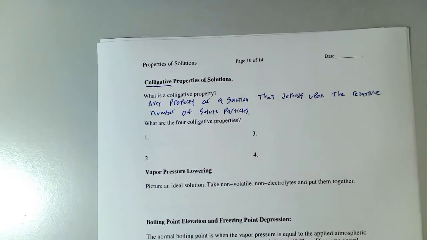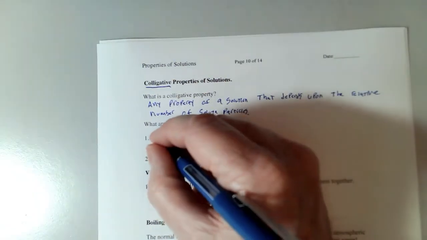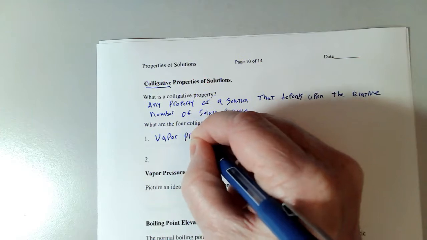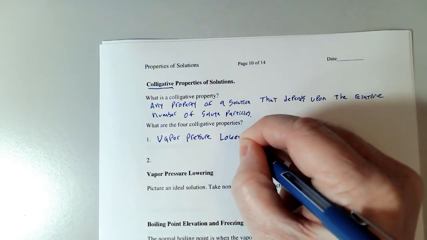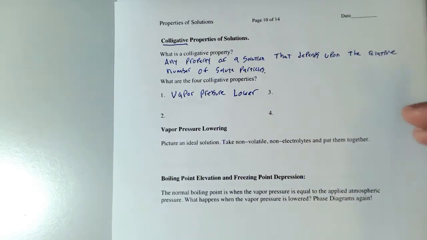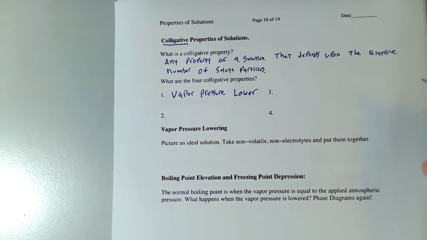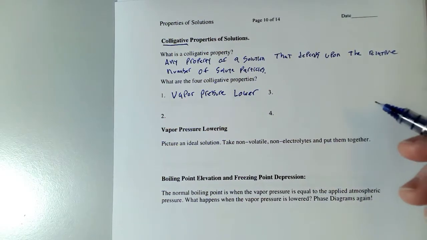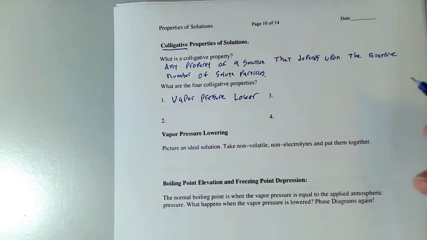We talked about one in the last lecture. It was called vapor pressure lowering. We showed how when you put a solute into water, it decreases the number of water molecules that are going to escape the liquid phase into the vapor phase at a given temperature.